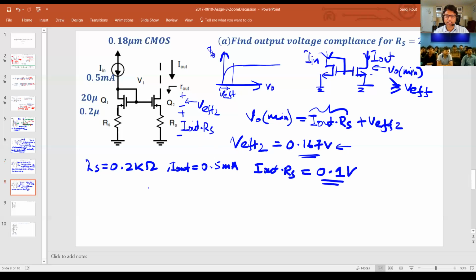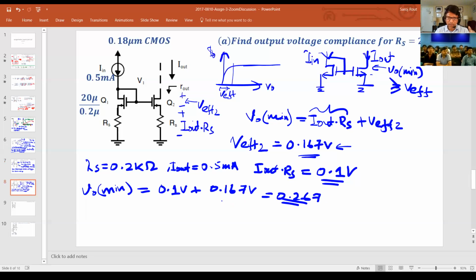0.1 volts, right? So the new V out minimum I need has to be equal to 0.1 volts plus 0.167 volts, which is 0.267. It's just an example. So you need more voltage at the output for it to be compliant, which actually eats up your headroom from the rest of the circuit.